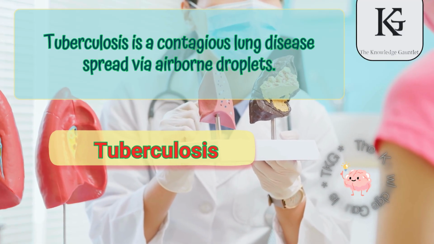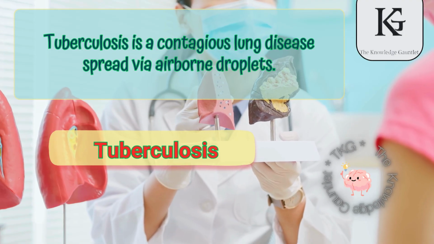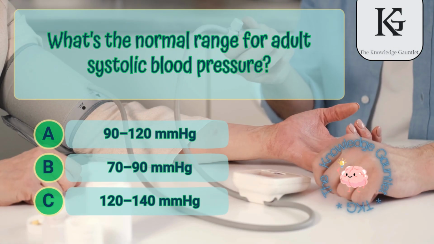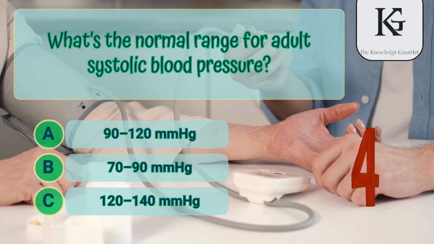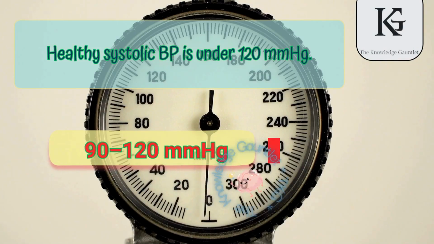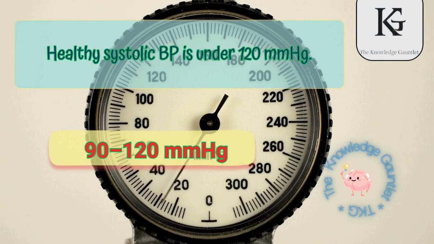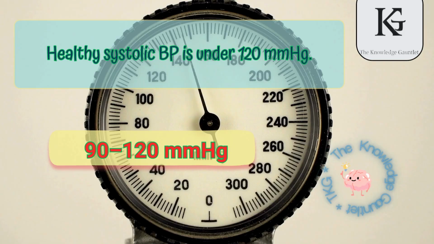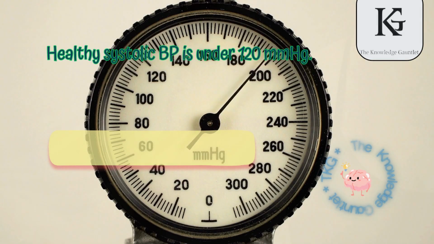Bonus, what is the abbreviation for tuberculosis? Type your answer in the comments. What's the normal range for adult systolic blood pressure? Answer, 90 to 120 millimeters of mercury. Healthy systolic BP is under 120 millimeters of mercury.